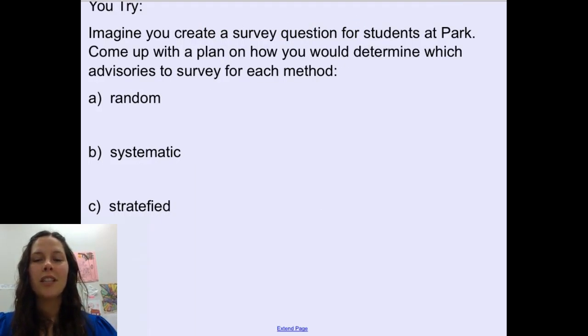As I mentioned, we're going to get into our stats project. Think about a way that you could get a random sample of students at Park based on each of these 3 survey methods. So there's the random method where it's kind of like drawing names out of a hat. Systematic is when you go by intervals, either time or person intervals in this case. And finally stratified, if you break it into groups and then survey people within each group.